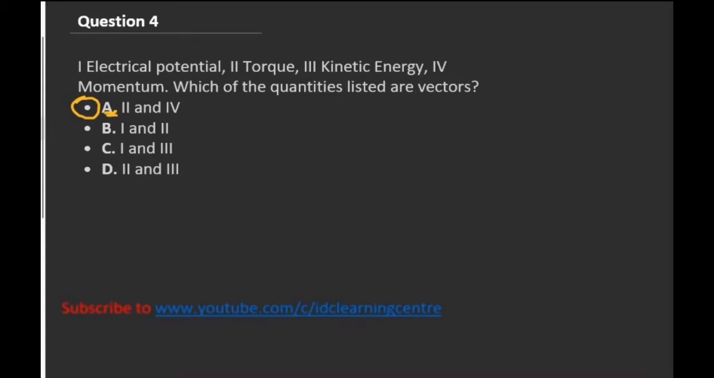Okay? Now, a vector is any quantity which has direction as well as magnitude, such as displacement, velocity, acceleration, force, momentum, torque, and so many others. So, for this question, momentum and torque have both magnitude and direction. Therefore, they are vector quantities.